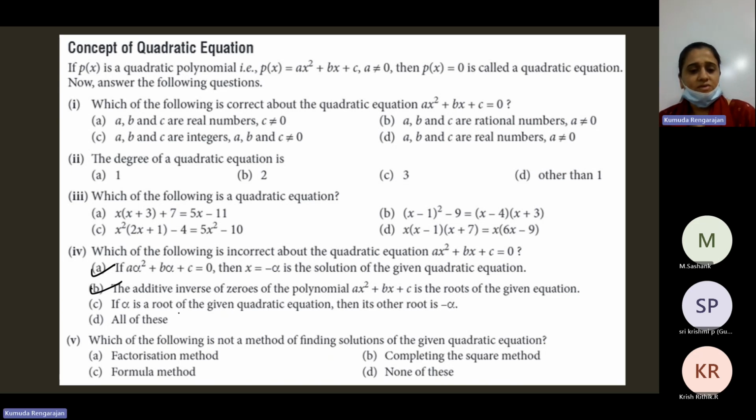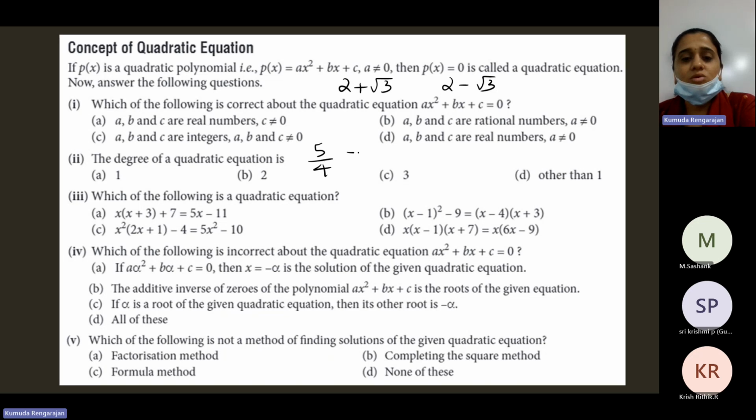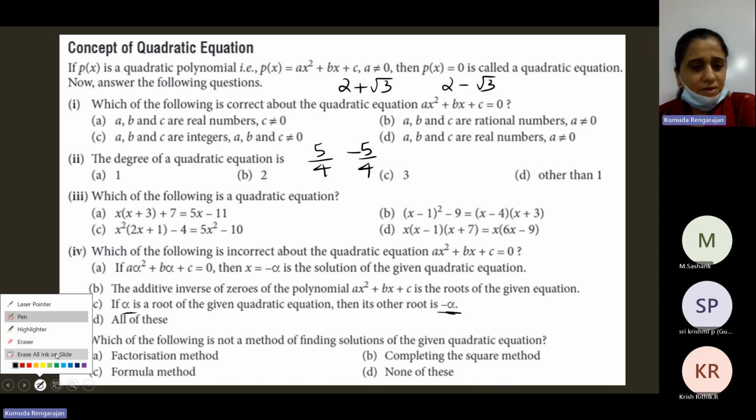Then, if alpha is a root of the given quadratic equation, then its other root is minus alpha. So that we can't say. If one root is alpha, the other root is not minus alpha. Let me give you an example. If one root is 2 plus root 3, then the other one is 2 minus root 3. But they are saying if one root is like 5 by 4, the other root is minus 5 by 4. No, that we can't say. That may be, but not always.